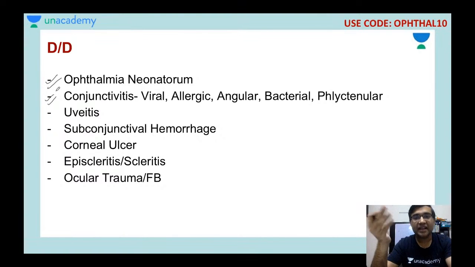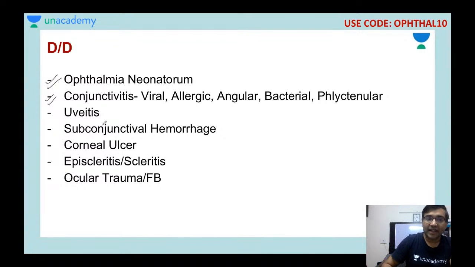It can be viral, it can be allergic, it can be angular conjunctivitis, bacterial conjunctivitis, and phlyctenular conjunctivitis. Then there can be uveitis. It can be an anterior uveitis, which is causing a circumcorneal congestion. What is the meaning of circumcorneal congestion?